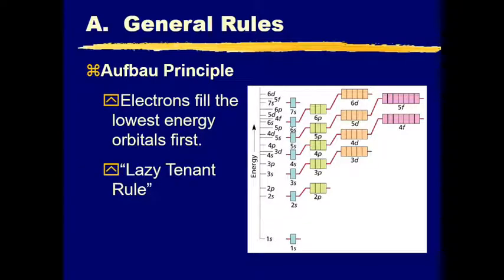We also call this the lazy tenant rule. If you were living in a 3-story building and there was not an elevator, most people are going to want to live on the first floor, not the third floor, due to laziness. Electrons are the same way. The lowest energy is whatever is closest to the nucleus. Closest to the nucleus is that first energy level. Remember, for energy level we use the letter n, so n equals 1, and electrons want to live there. But once that is filled, they have to move up to the next energy level.